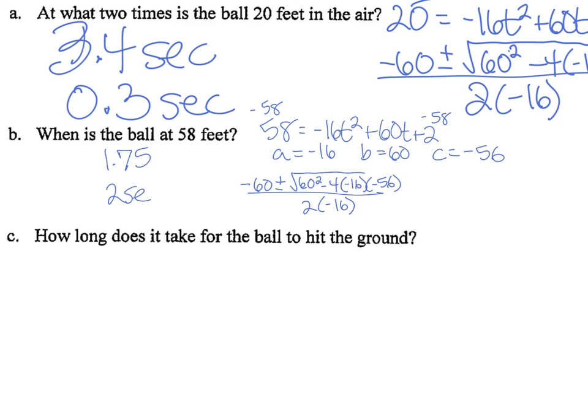The ball is going to hit the ground, which means we're just going to set it equal to 0. Okay? A is -16, B is 60, C is 2. It'll take 3.7 seconds to hit the ground.